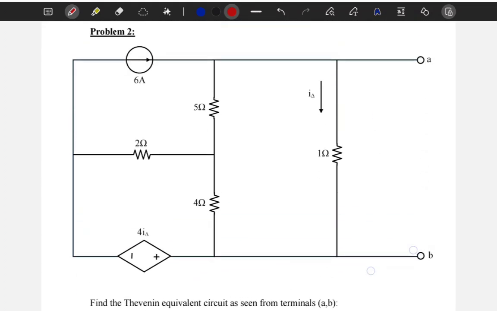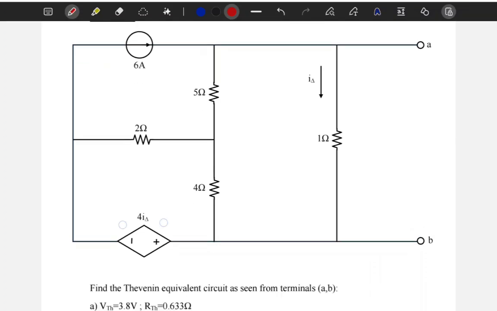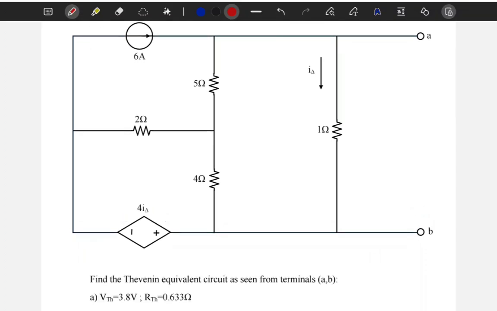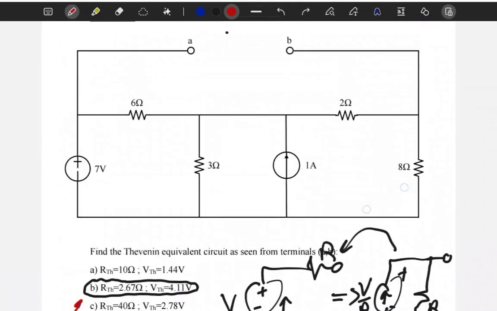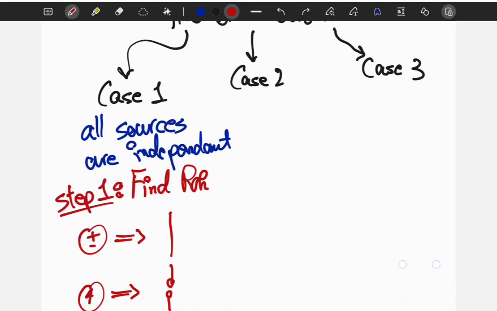Okay, so for problem 2, we have this circuit. Now, if we remember, we discussed that Thevenin circuits have 3 cases. Case 1 was that we have all independent sources, but here we don't have all independent sources. This is independent, okay, but this is dependent, which is a problem. This is a dependent source, which is a problem. Okay. So let's discuss case 2.